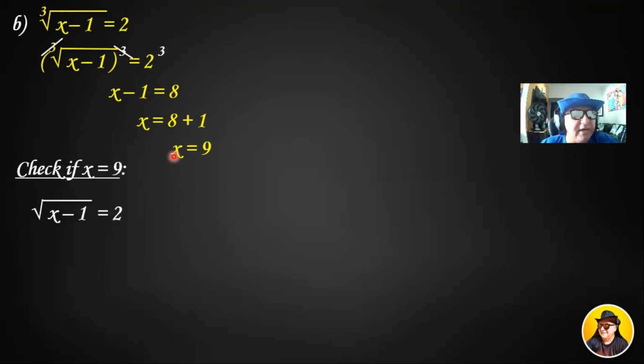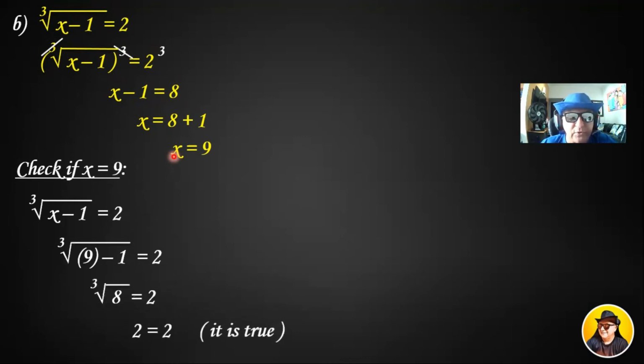Get the question again. The cubic root of x minus 1 is 2. So 9 is supposed to be the right answer. So let's replace. Now we have the cubic root of 9 minus 1. Well, 9 minus 1 is 8. So the cubic root of 8 is 2. Really, the cubic root of 8 is 2. So 2 is 2. It is true. So the answer is really 9. So the solution set is 9.